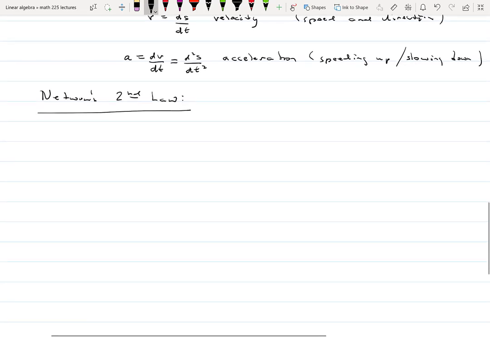Pushing and pulling is a measure of force. Force is a vector, but I'll keep the arrows off it for now. Force is a measure of pushing and pulling. Your weight is the force due to gravity. It's the force that the Earth is exerting on you. Your weight is not your mass. Your mass is different from your weight.